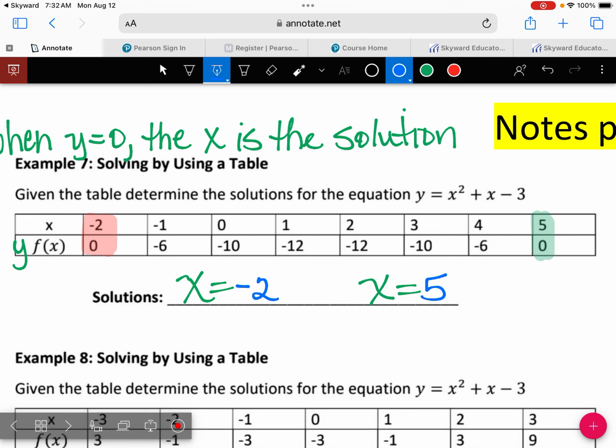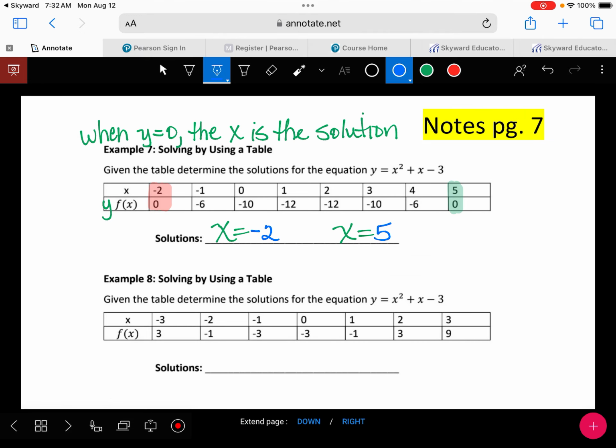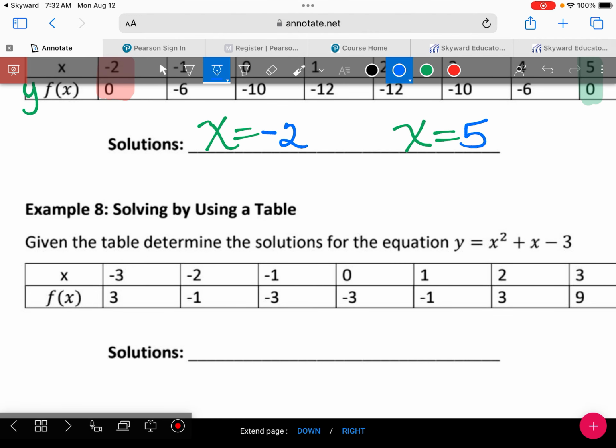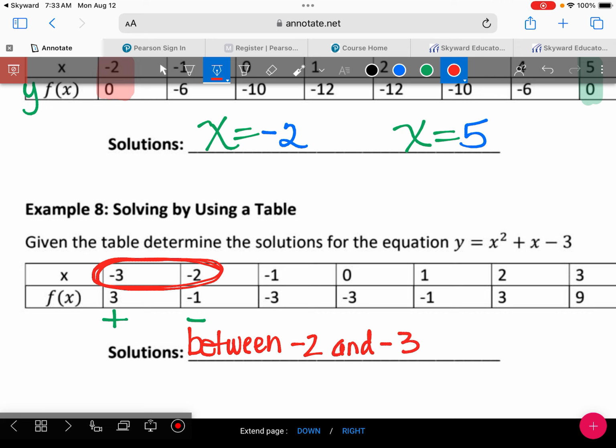Now, if you don't see a 0, then that's where you look for a sign change. So let's look at the second table. You see how I started off positive and then I went to a negative. So that tells me that my first solution is going to fall between these two numbers. I don't know what it is because I don't have a graph, but I know that my first solution is between -2 and -3. That's my first solution.